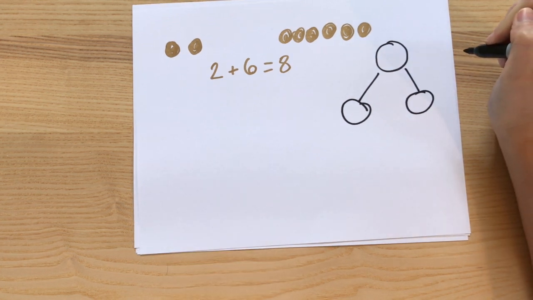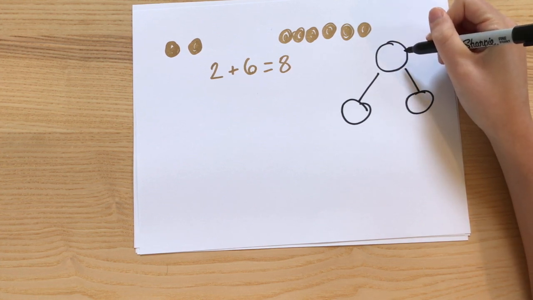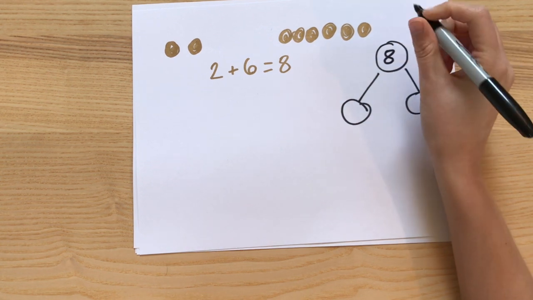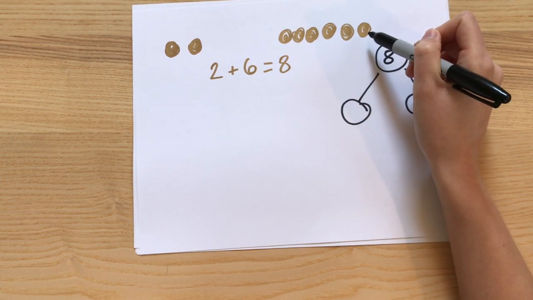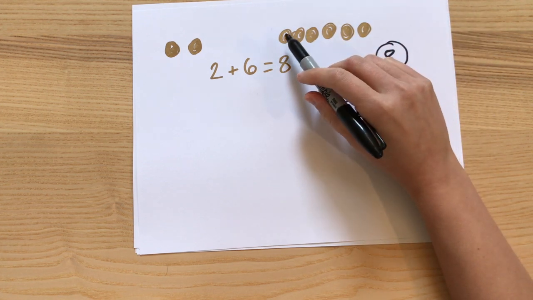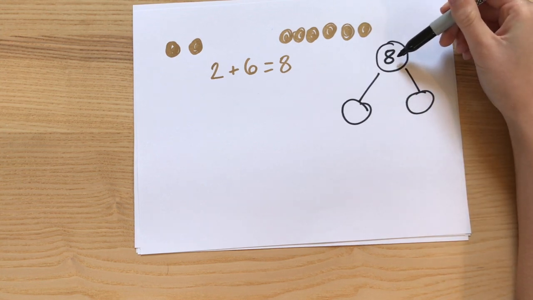What would the hole be? This is our hole. What number goes in the hole? Yep, 8 goes in the hole. We know because there are 8 in total. The hole is the total number of chocolates. 1, 2, 3, 4, 5, 6, 7, 8. So 8 goes here. What are the parts?